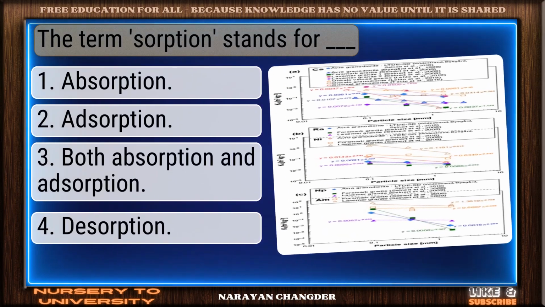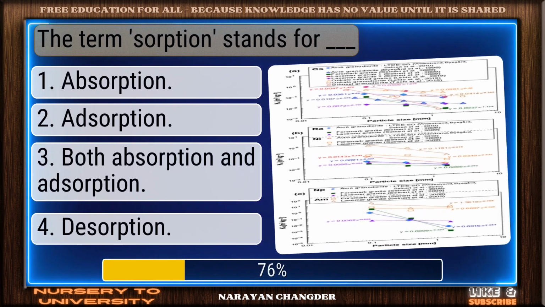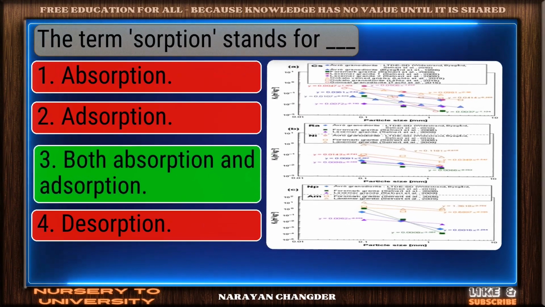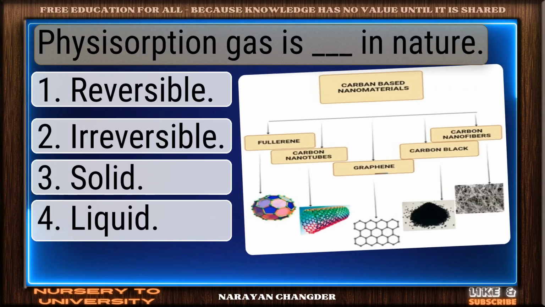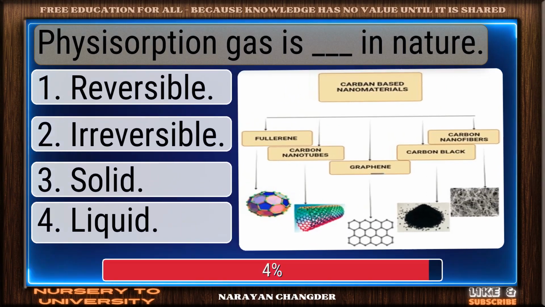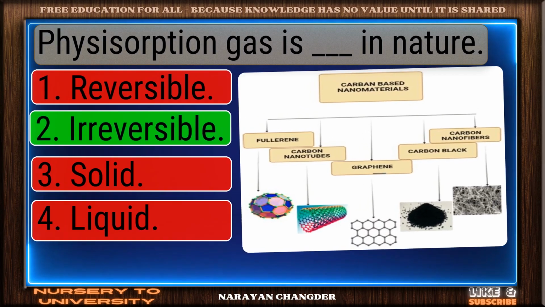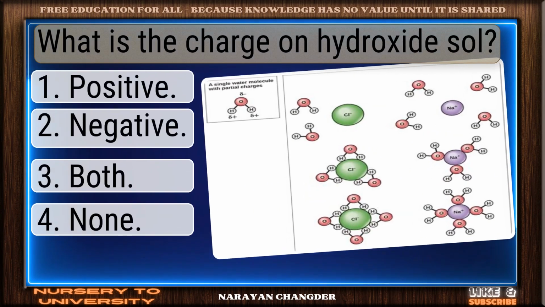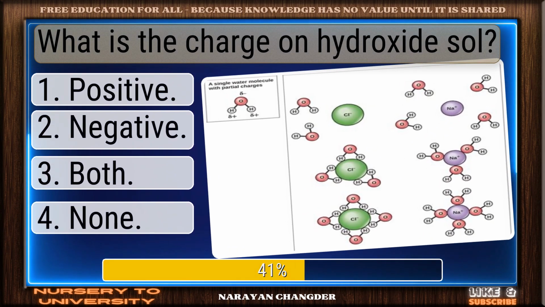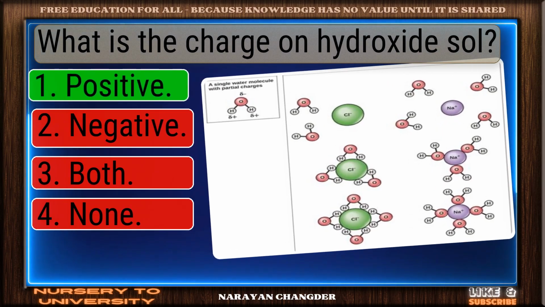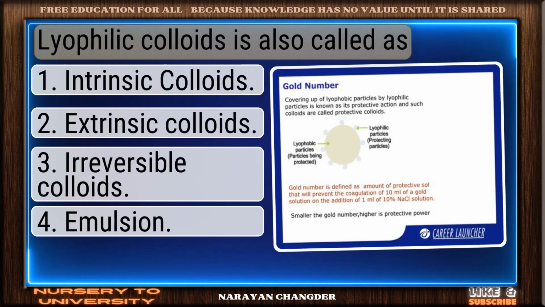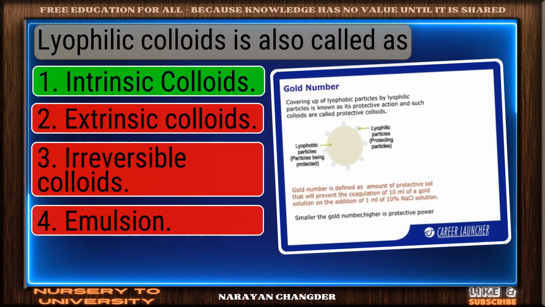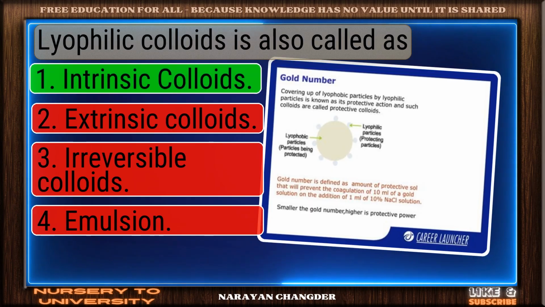The term sorption stands for dash. Great thinking. Both absorption and adsorption is the right choice. Physisorption gas is dash in nature. Great job. Irreversible is the accurate answer. What is the charge on hydroxide sol? Solid response. Positive is a valid choice. Lyophilic colloids is also called as... Well reasoned. Intrinsic colloids is the correct choice.